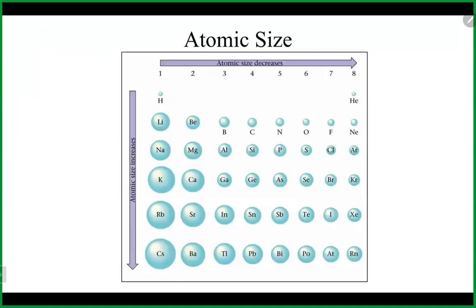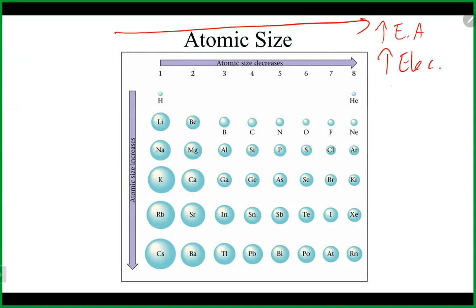As we go this way, we have high electron affinity, we have high electronegativity, we have high ionization energy, we have a small size. So again, these are guys who are going to want to gain electrons because of that.